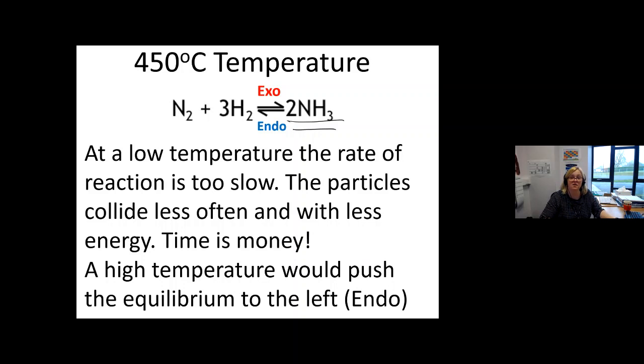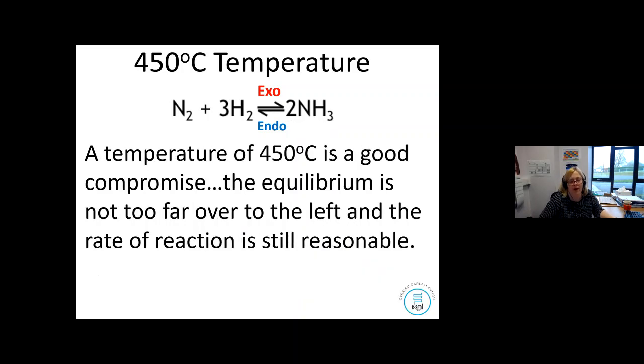Well, as I discussed earlier, you go for a halfway house. So you go for a compromise again. Again, they do love that word compromise. So they use this temperature of 450 again, because it is a compromise between getting as much as you possibly can, which is therefore pushing it as far to the right as you can, but also making sure that the rate of the reaction is still reasonable.